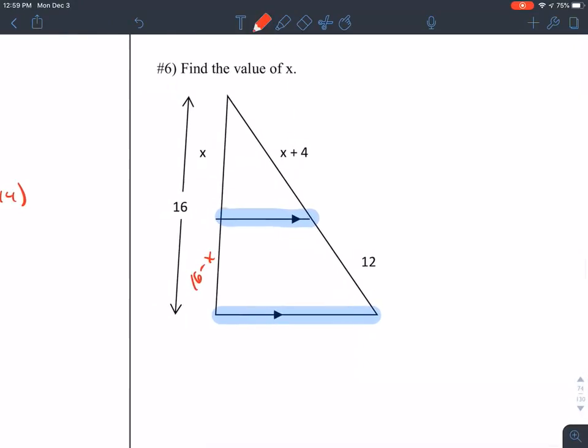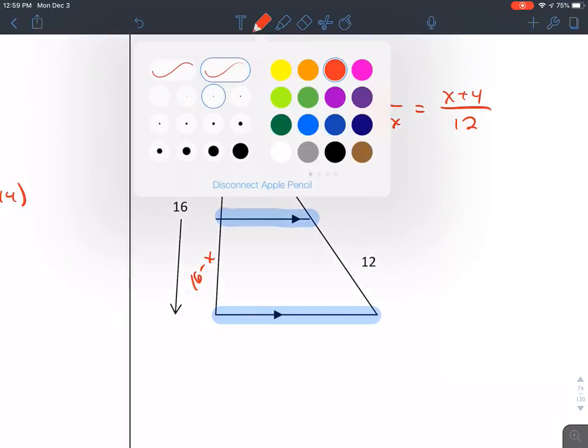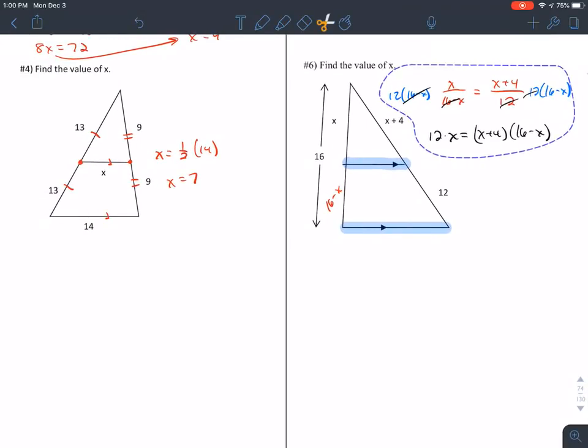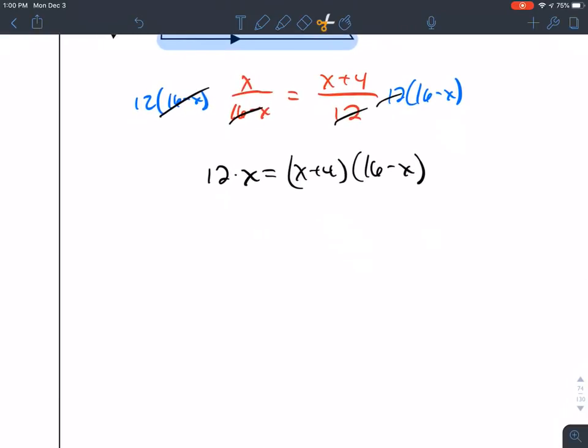So we can say, using the triangle proportionality theorem, that x over 16 minus x is going to equal x plus 4 over 12. If we try to solve this, we can multiply both sides of the equation by 12 and 16 minus x. On the left, 16 minus x's cancel. On the right, the 12's cancel. On the left, we get 12 times x. On the right, we get x plus 4, that binomial, times the binomial of 16 minus x. Yes, the parentheses matter. I'm going to bring this whole thing down here where I have more space. You can draw an arrow if you want to do the same.